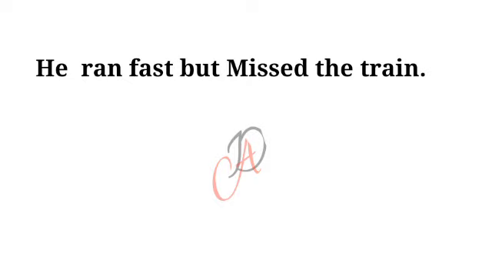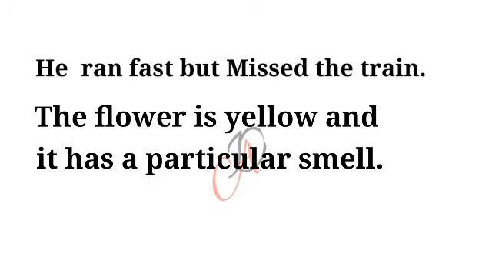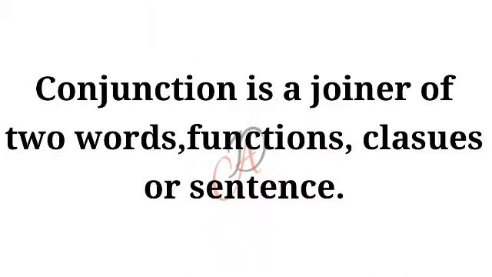Let's move on to another example. The flower is yellow and it has a particular smell. Here in the sentence, the conjunction is and it connects two sentences. That is, the flower is yellow, it has a particular smell. In simple terms, conjunction is a joiner of two words, phrases, clauses, or sentences. Alright, let's move on to the last part of speech, that is interjection.